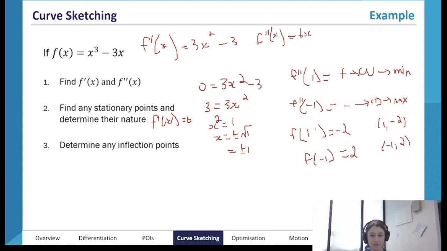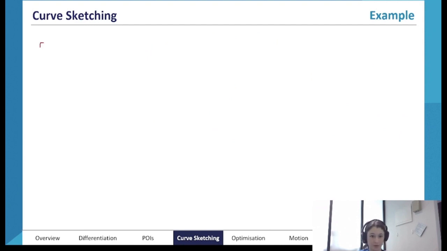Now we need to determine any inflection points. So remember, the inflection points occur when the second derivative is equal to 0. And that is our first requirement. So obviously our second derivative is going to be equal to 0 when x equals 0. And now we need to fulfill the second requirement, which is that the concavity around this point changes. So again, we're going to do a table of values. So we're going to have x, we're going to have our second derivative.